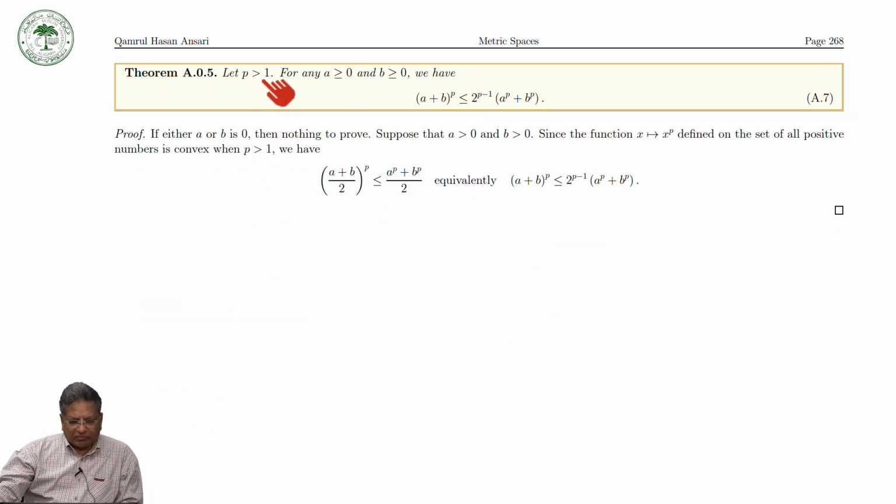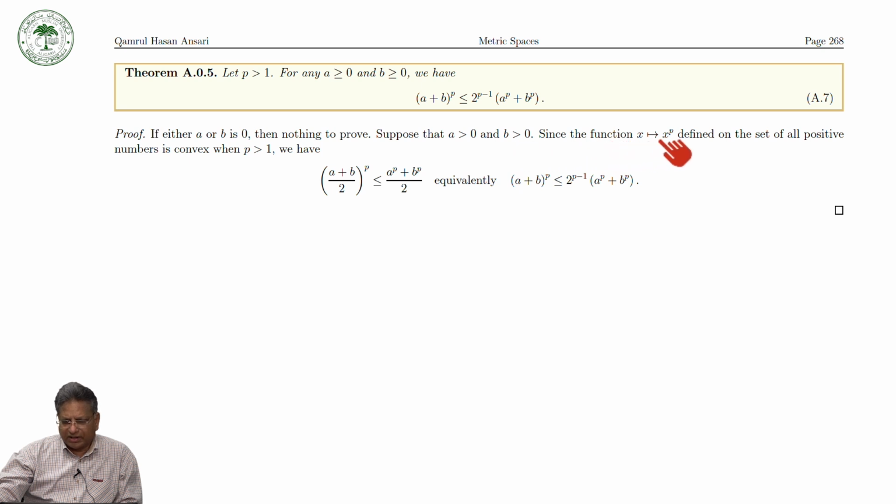if p is greater than 1, A is greater than or equal to 0 and B is greater than or equal to 0, then we have (A plus B) raised to the power p is less than or equal to 2 raised to the power p minus 1 times (A raised to the power p plus B raised to the power p). This you can prove very easily. If either A or B is 0, then there is nothing to prove. Suppose that A is strictly greater than 0 and B is strictly greater than 0.